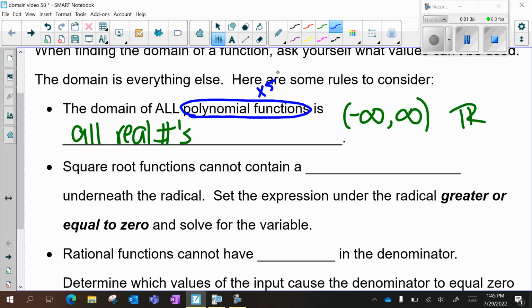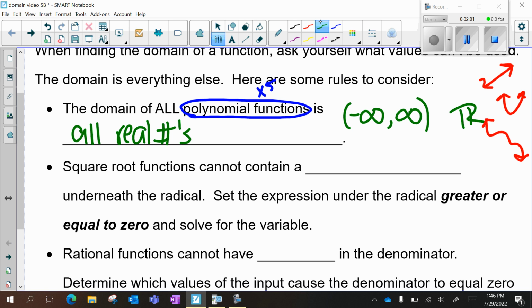Think about a linear function. A linear function is just a line that goes on forever, infinitely in either direction. A quadratic is a parabola, goes on in either direction. If we're talking about a cubic or a quintic, something like that, goes on in either direction.